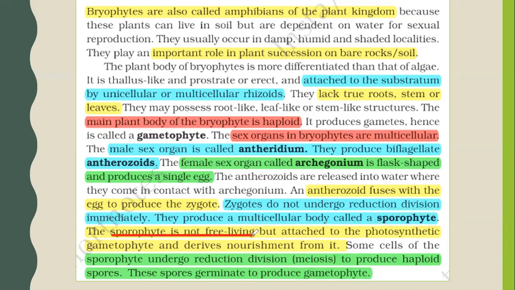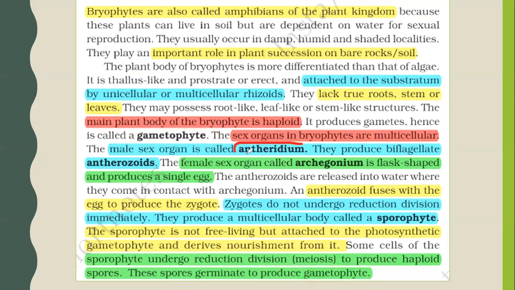The sporophyte is not free living, but it is attached to the photosynthetic gametophyte and derives nourishment from it. Some cells of the sporophyte undergo reduction division, which is meiosis, to produce haploid spores. These spores will again germinate to form the gametophyte. Is that clear? So the main plant body of the bryophytes is a gametophyte.